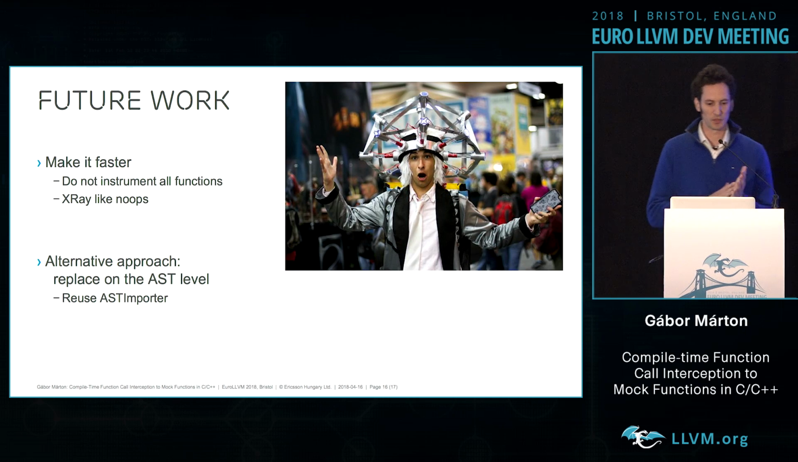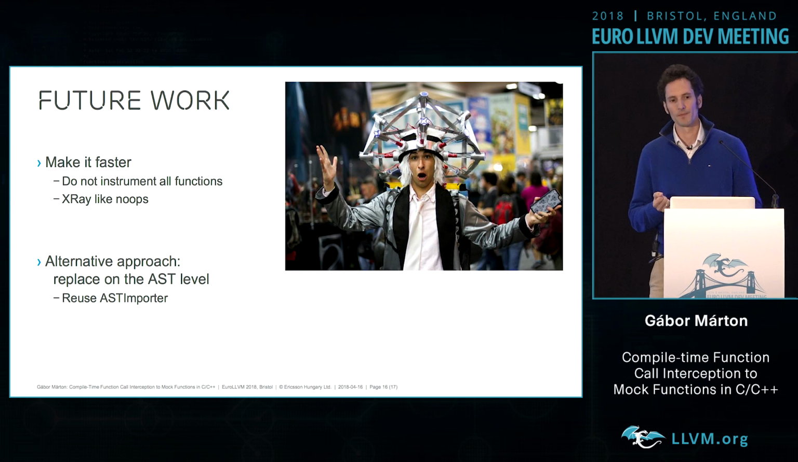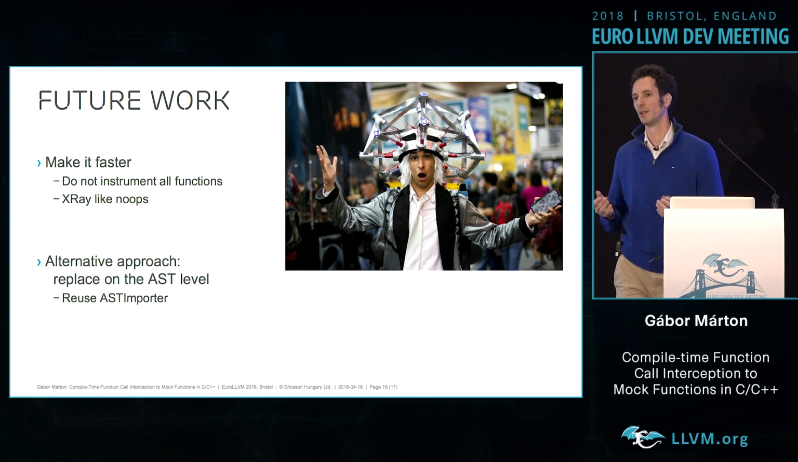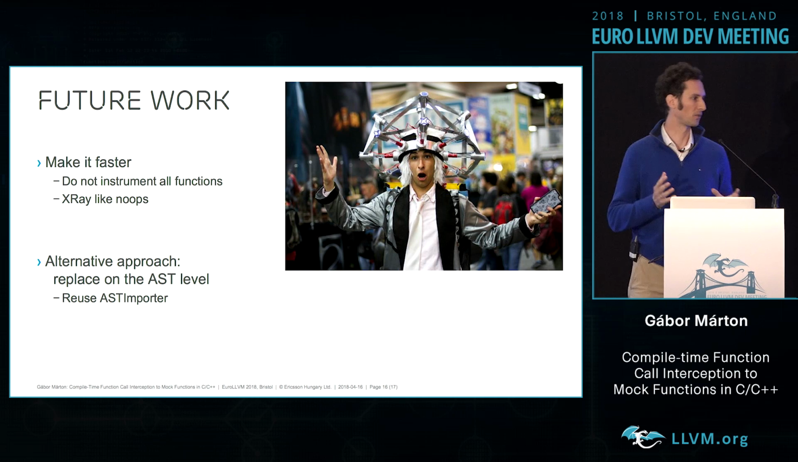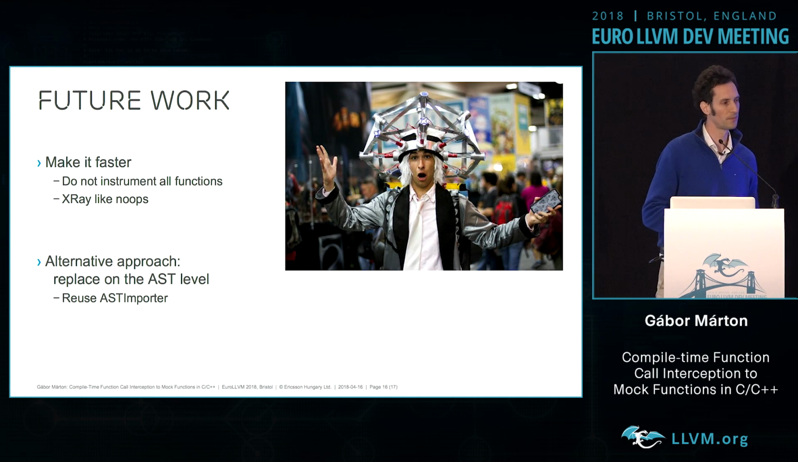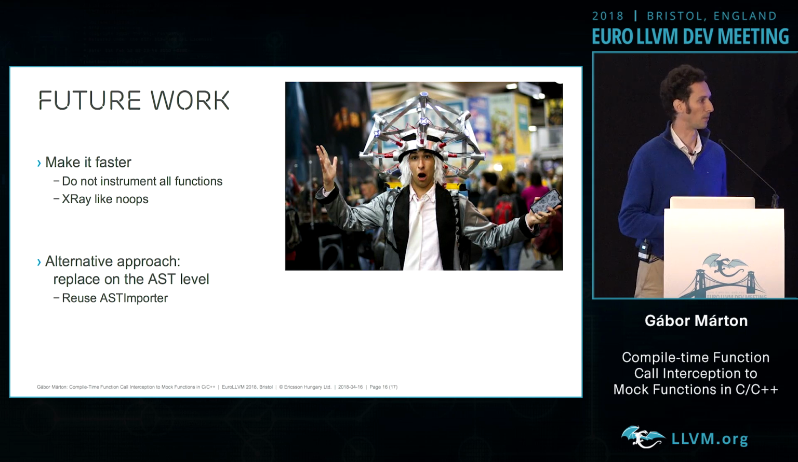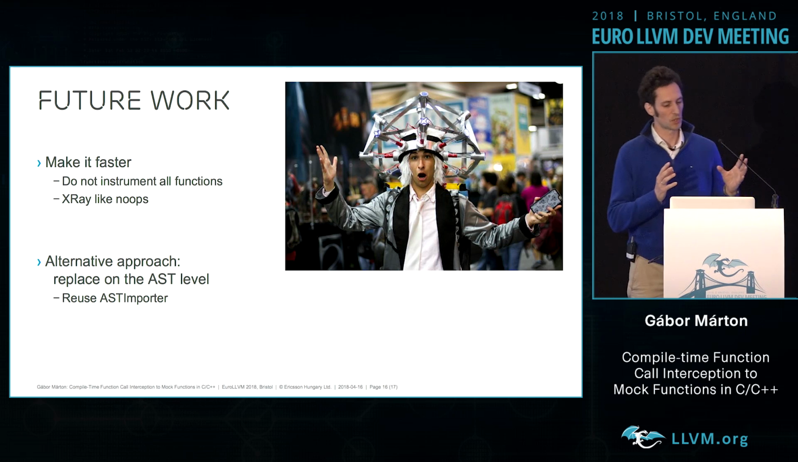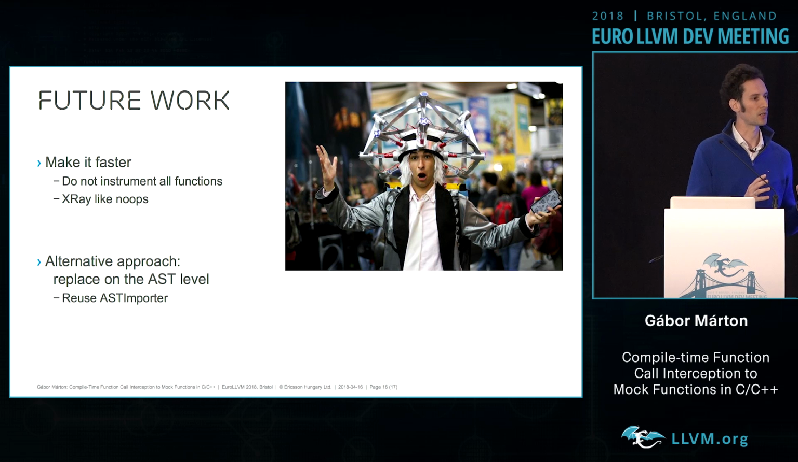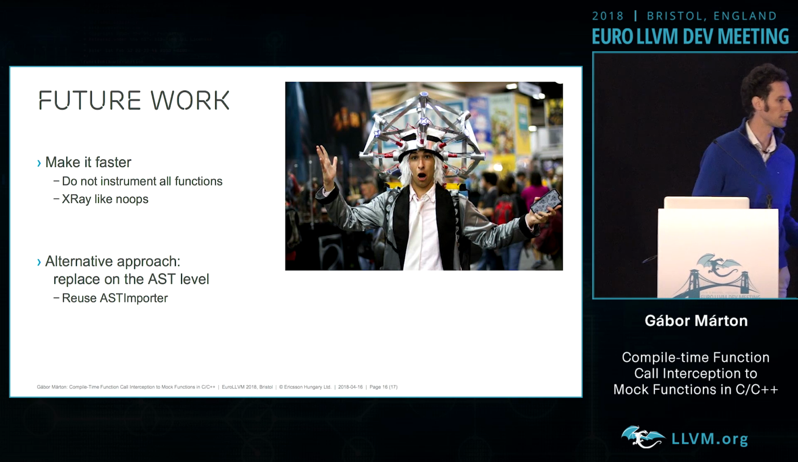A few words about the future. Since nowadays we instrument all call expressions, this can be really slow. It has performance similar to the -finstrument-functions instrumentation, or is a little bit faster because of the shadow memory. So one idea would be to instrument only those call expressions which really need to be replaced.